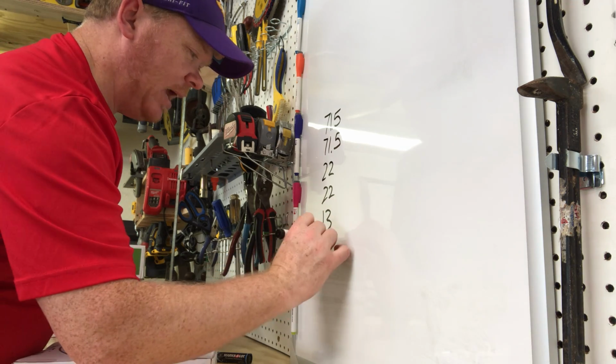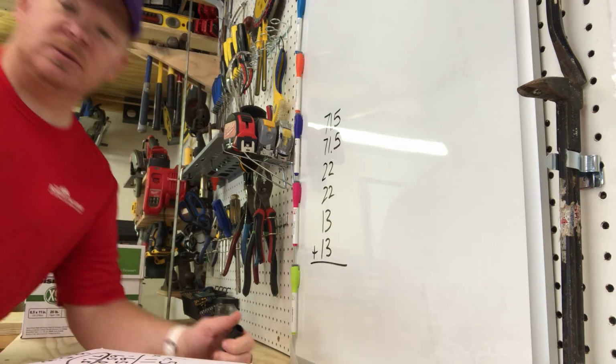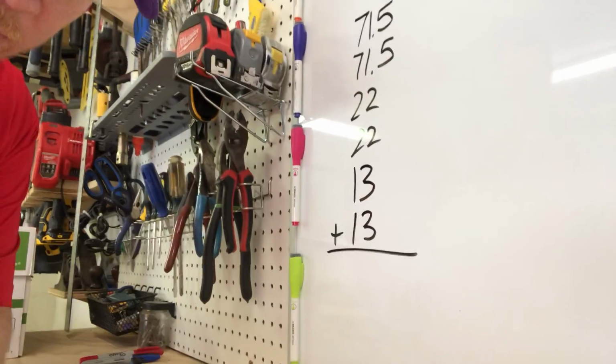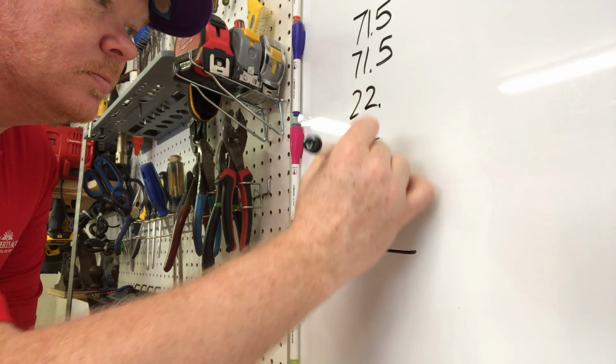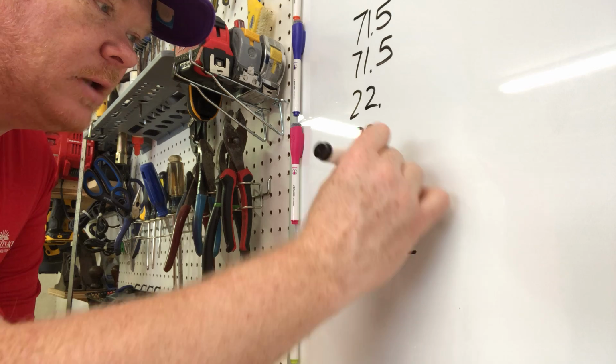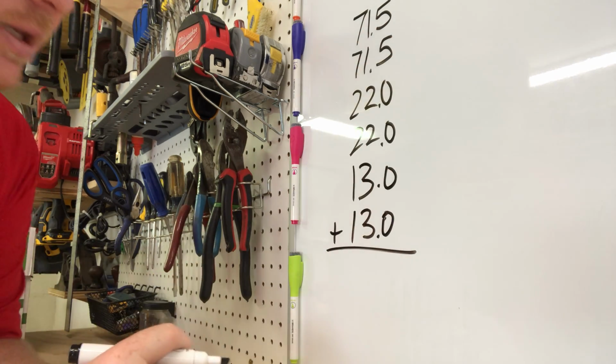And so we're going to add them all up. Make sure you line up your decimals. Let me get a little bit closer here. There we go. Line up your decimals. I'm going to add a 0 here, not that I'm changing the number any. I just want to hold my place so I don't get confused.